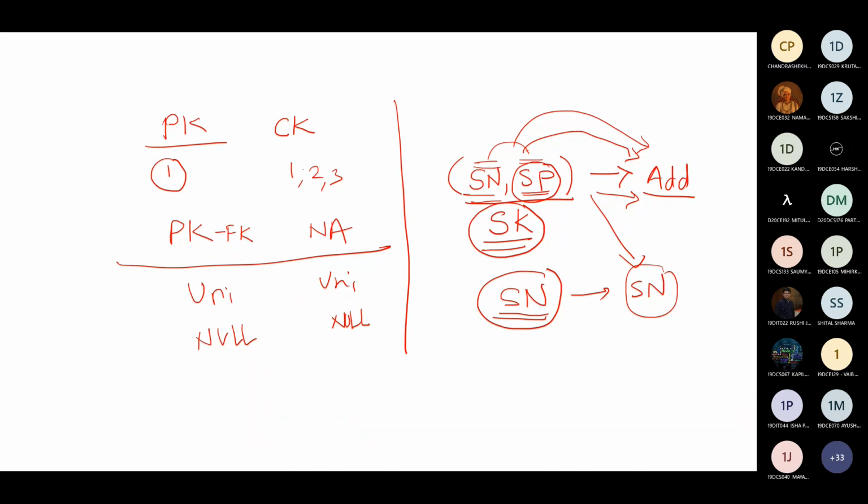And candidate key, so as we have discussed, that candidate key is what? Can anyone remember what we have discussed about the candidate key? Yes, sir. A candidate key is a super key, and it can't be null. Yes, correct.